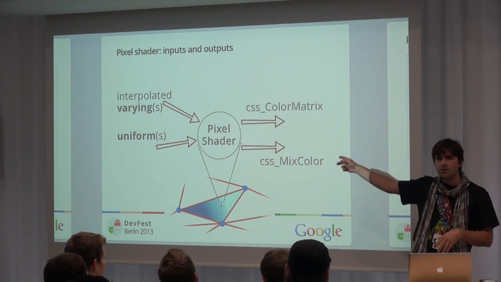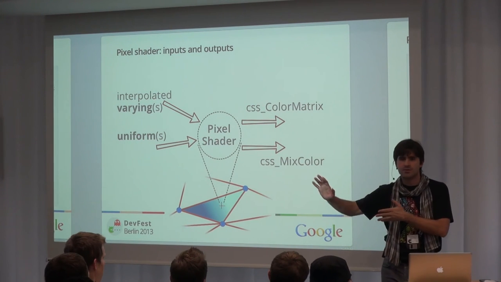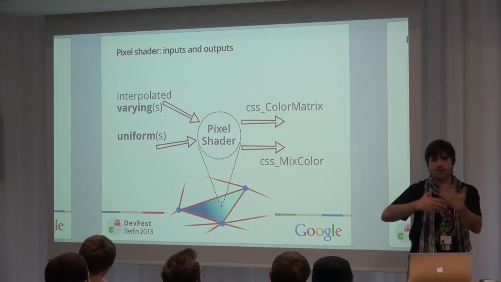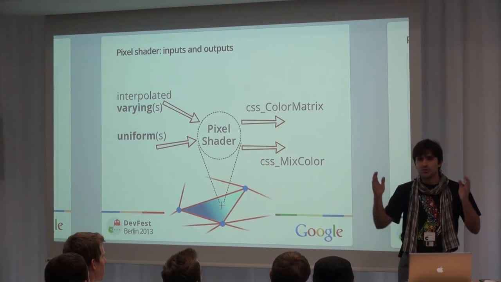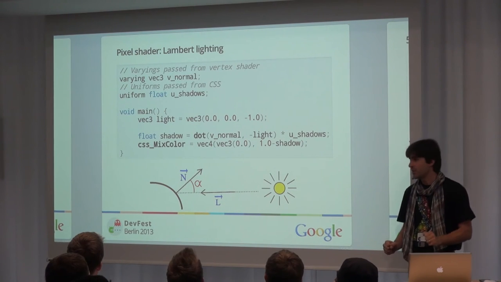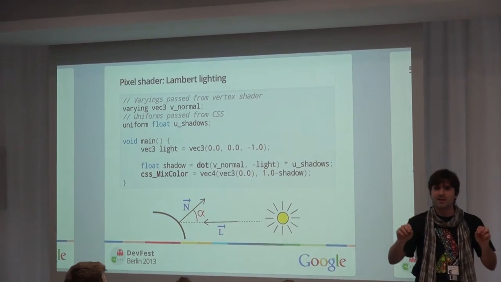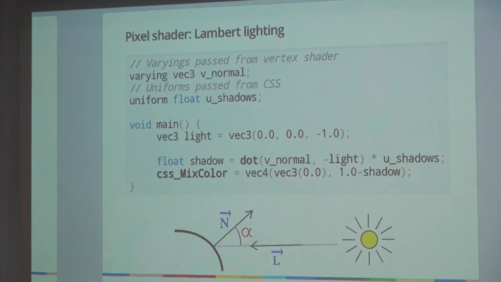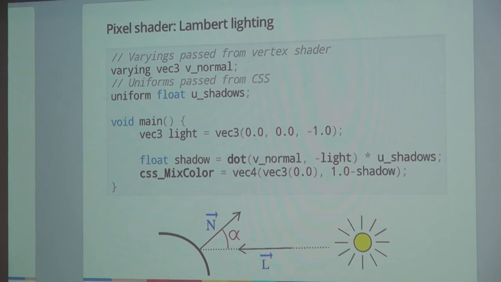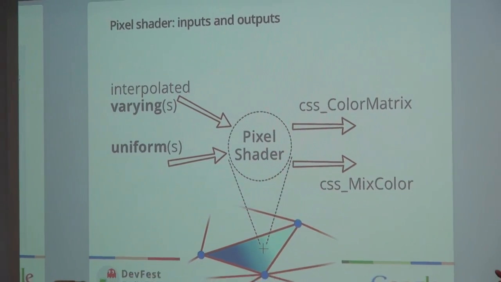And the funny thing is that if in your code you don't touch any of those two built-in variables, the browser uses default values. So it uses an identity transformation here, and it uses a fully transparent black pixel here. Basically, that doesn't modify your color at all. The do-nothing pixel shader is just an empty main. That's easy. So let's see what our pixel shader looks like. I have to declare, as you see, this is a bit funny, but you have to declare uniforms and varyings, even if they are built in, so even if they are provided to you by the system. But all the built-in variables, like CSS mix color, CSS color matrix, the GL position, you don't have to declare them.